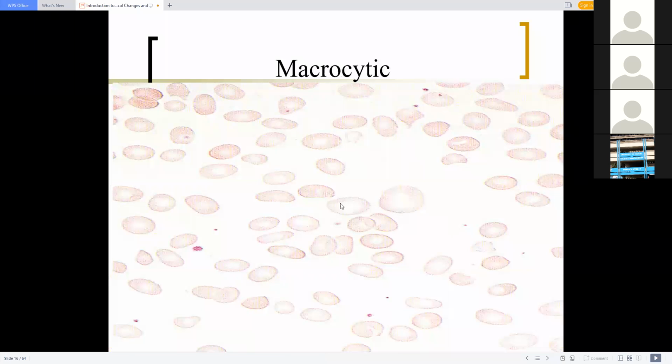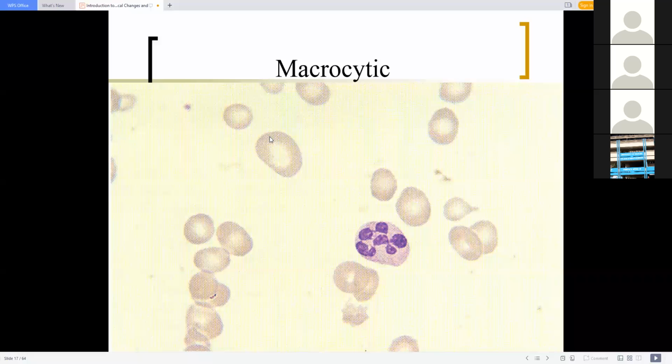All right, these are large cells. You can see the cells are large. They're not all large, but we do see variation in size. They're oval in shape. All right, this may not be a very good photomicrograph. They're better seen under the microscope, but this is a large cell, right? So this again is a large cell. This is a neutrophil, which is abnormal. So you see large cells, all right?